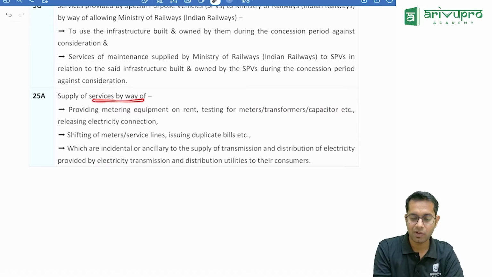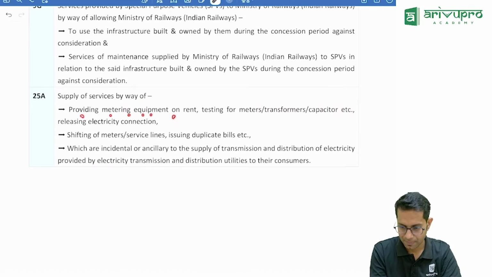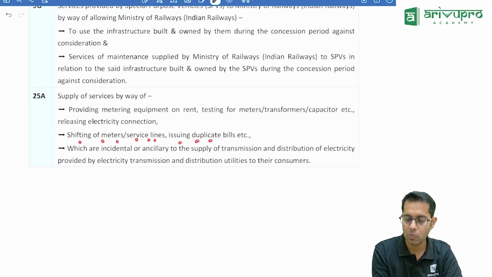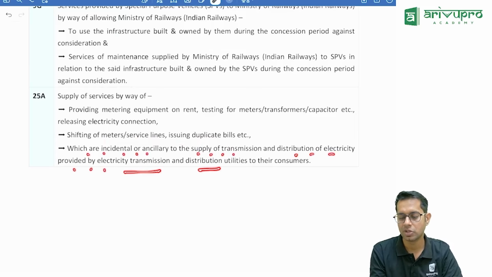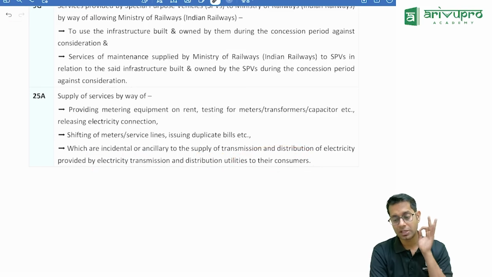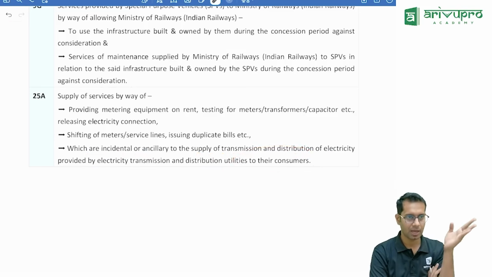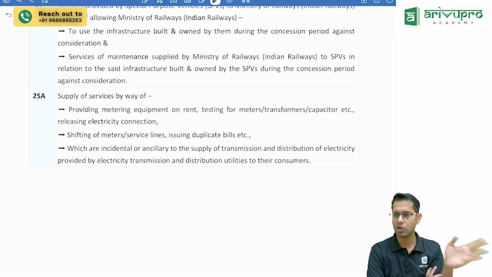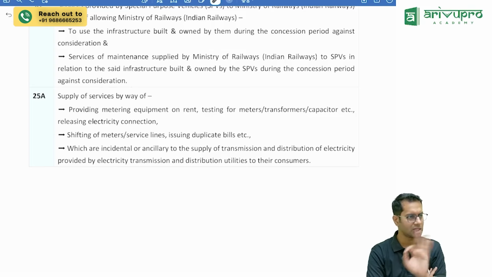Services by way of providing meter equipment on rent, testing of meters, releasing electricity connections, or shifting of meters, service lines, issuing duplicate bills, which are incidental or ancillary for transmission and distribution of electricity provided by electricity transmission distribution utility to consumers. For example, normally we have studied transmission and distribution of electricity is exempt. Here Bescom is transmitting electricity to our house, distributing the electricity. That service is exempt. On that GST will not be levied.